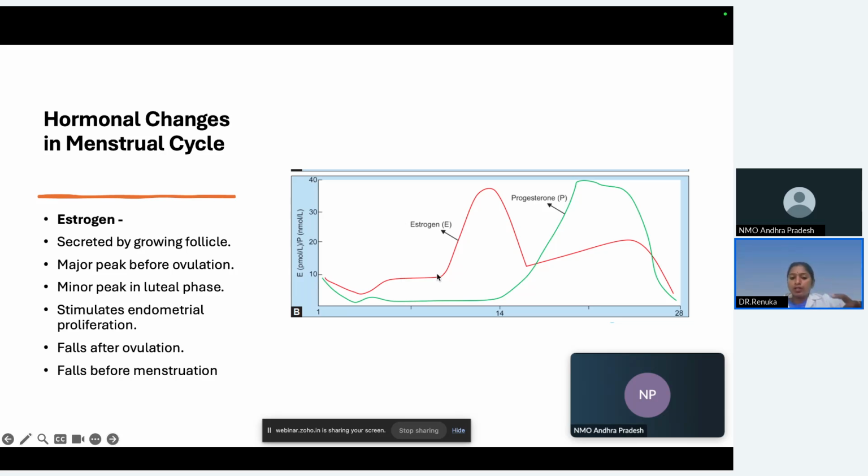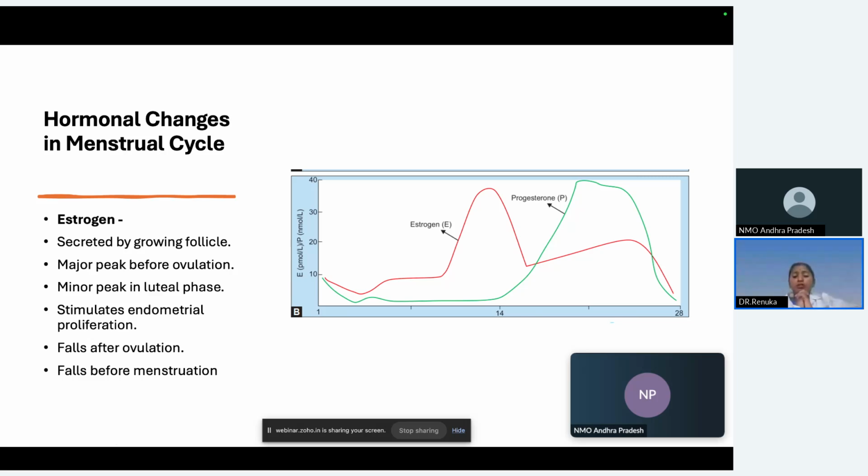Whenever the follicle is growing and finally reaching the stage of around day 14, just before the rupture of the follicle and the ovum comes out, at that point of time estrogen is at a major peak. Just before the ovulation, estrogen is very high. Once the ovulation is finished, it falls down again, and then throughout the luteal phase it is low. Finally there will be a little minor peak in the luteal phase. Okay, this much if you remember about estrogen, it is enough.